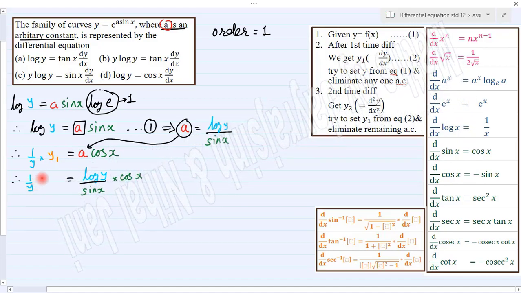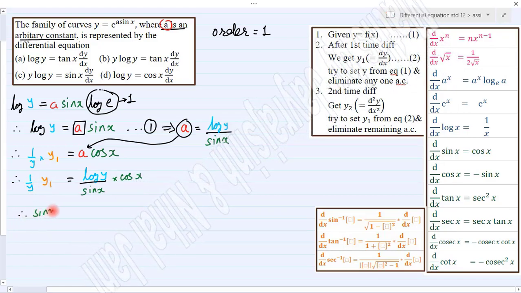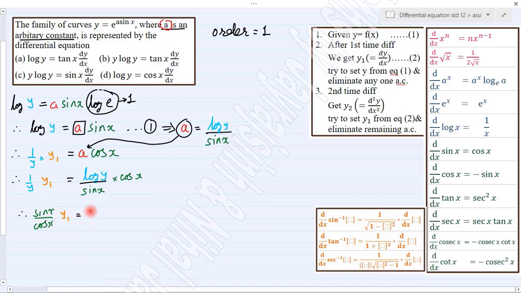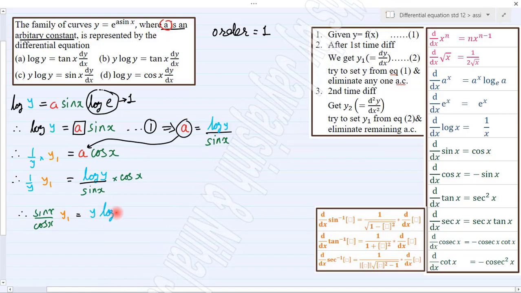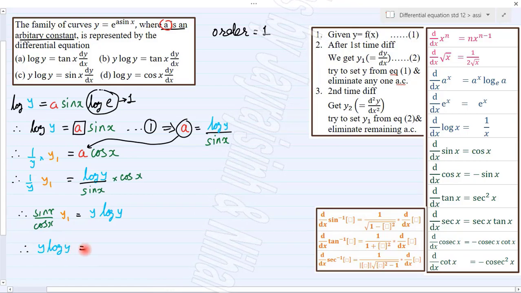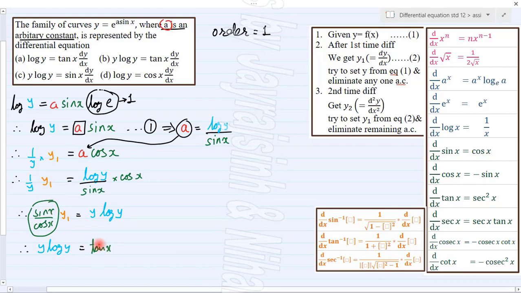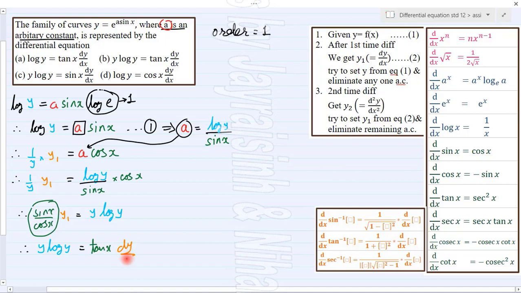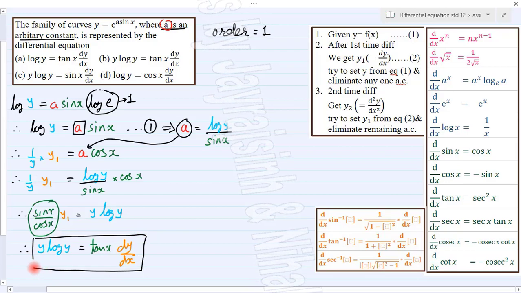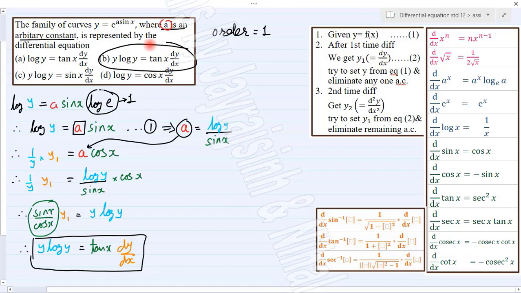The left hand side will be as it is. Now let's rearrange the terms. sin x upon cos x into y1 will be equal to y into log y, or we can say y log y is equal to this sin x upon cos x, which can be rewritten as tan x, into y1, or we can say dy by dx. So here we get our required differential equation, which is given in option B. Ta-da!